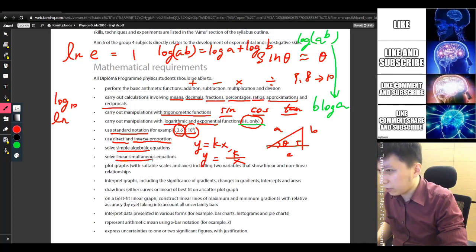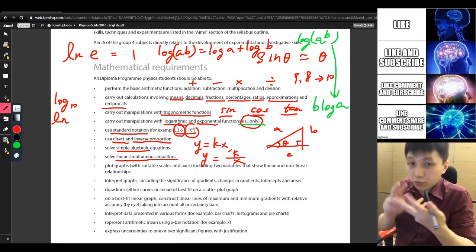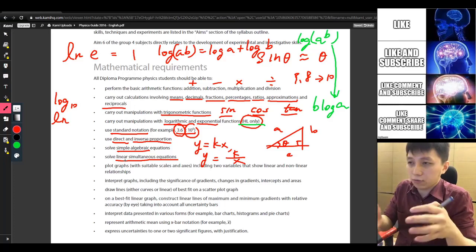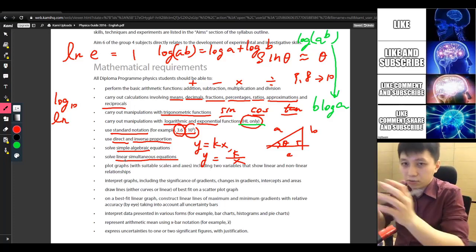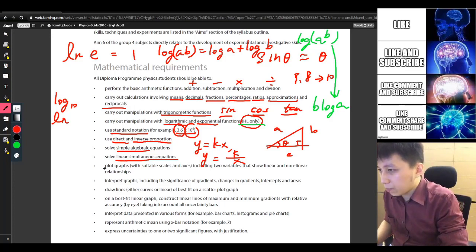Solving linear simultaneous equations. So you have probably two equations. You may need to merge them. You have to rearrange it and substitute into another equation. Again, very simple stuff.